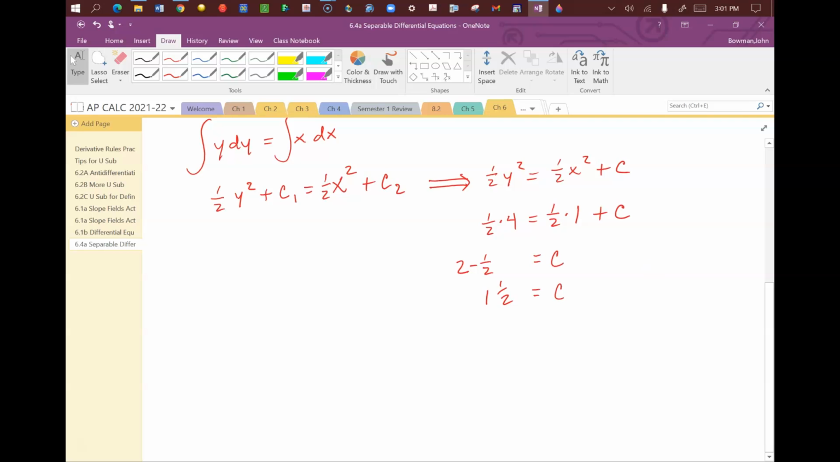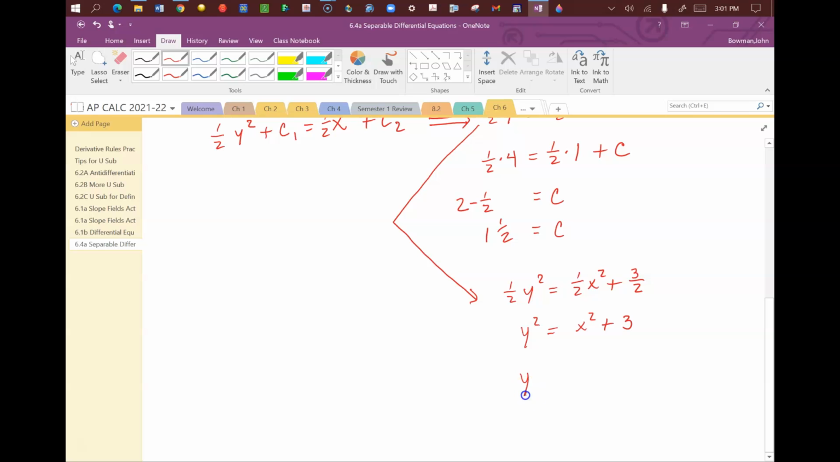In addition to that, we typically will take our solution, which is 1/2 y squared is equal to 1/2 x squared plus c, and we'll plug our c value in. We'll call it 3/2, and we will solve that for y. So we'll multiply both sides by 2, get y squared is equal to x squared plus 3, and then we are going to take the square root of both sides. y is equal to plus or minus the square root of x squared plus 3.